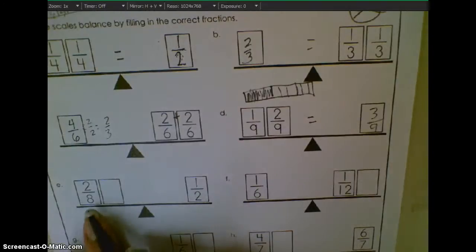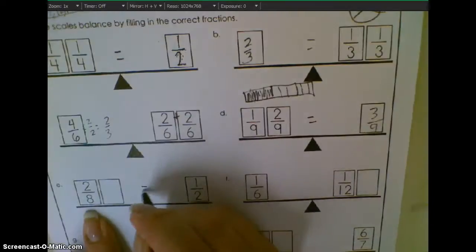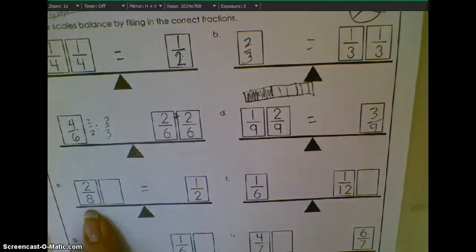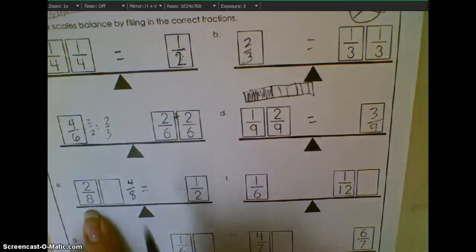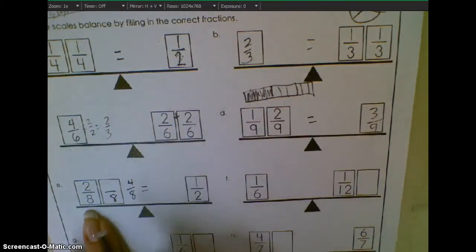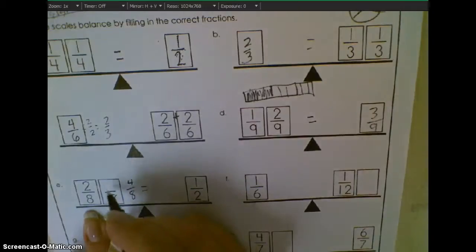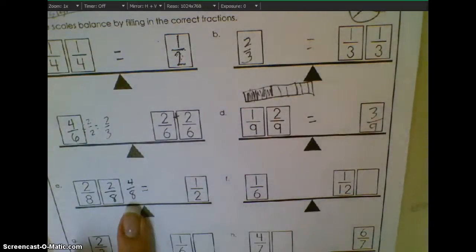This one, if I've got 2/8 and I want it to equal 1/2, we talked about all the ways to make half, and we did talk about how 4/8 is the same as half. So 2 plus what will equal 4? Well, 2/8 plus 2/8 will equal 4/8, and 4/8 is the same as half.